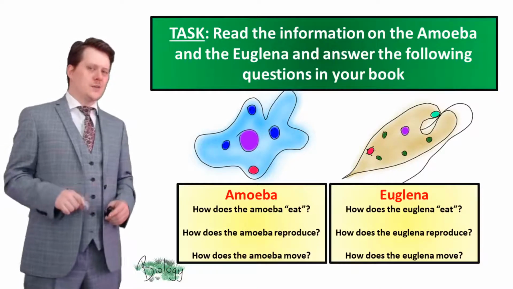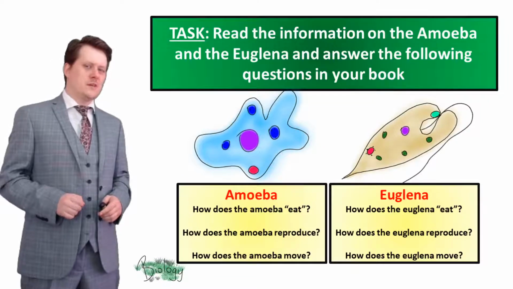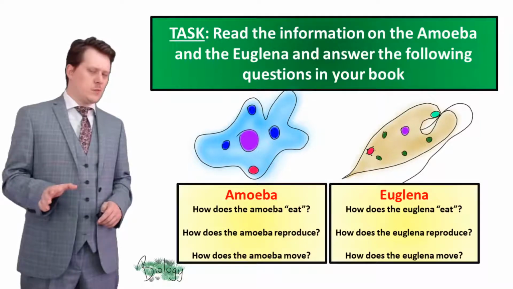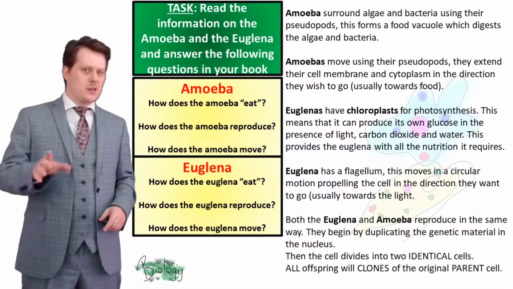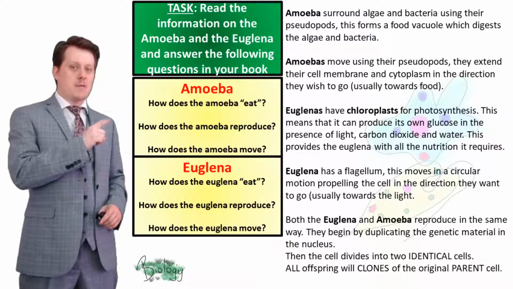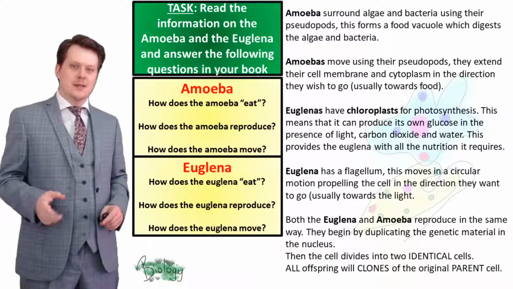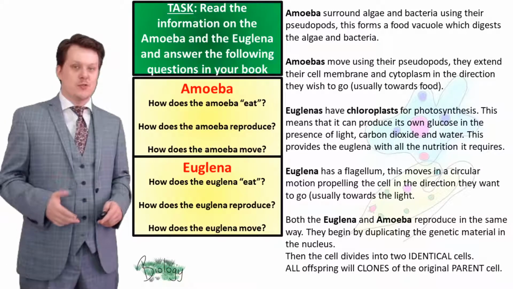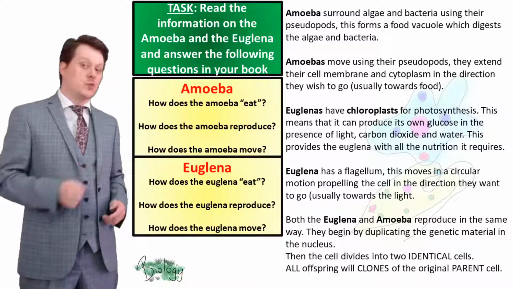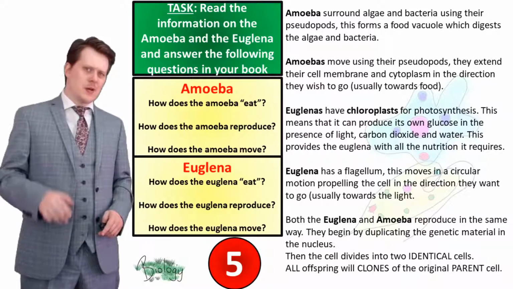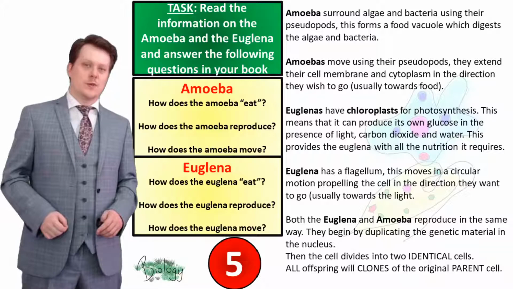Next, what I'd like you to do is, using the information on the worksheet, try and answer the following questions in your book. If you haven't got the worksheet, I'm going to put the information on the screen and you can pause the video and answer the questions. And the questions we have are, what does our amoeba and our euglena eat? How does the amoeba reproduce? How does the euglena reproduce? And I want to know how each one moves. I'm going to put 5 seconds on the clock, and if you need more time, pause the video, and when you're finished, we'll go through the answers together.